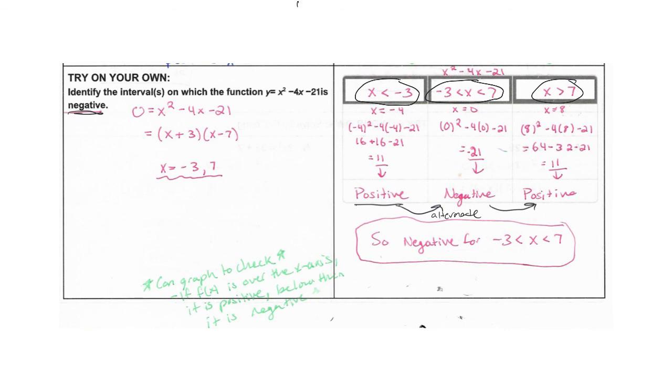If you want to use the graph to view it, here's our x-axis. It's concave up because a equals 1. And this is -3, this is 7. So we can see it's positive anything to the right of 7, anything to the left of -3, and then it's negative between them. So you can use the graph to help you, or you can test the intervals, whichever one works for you.